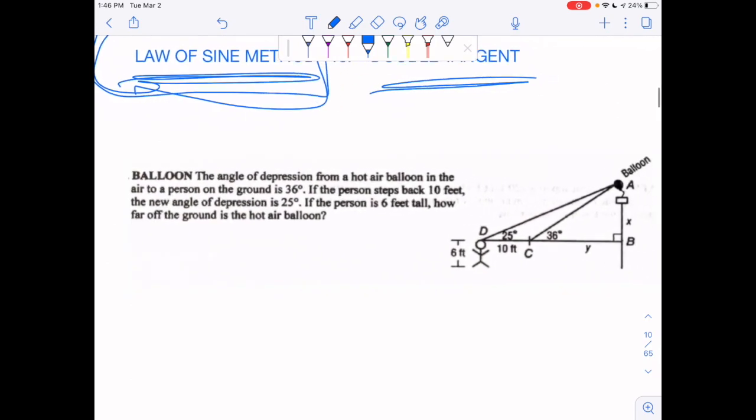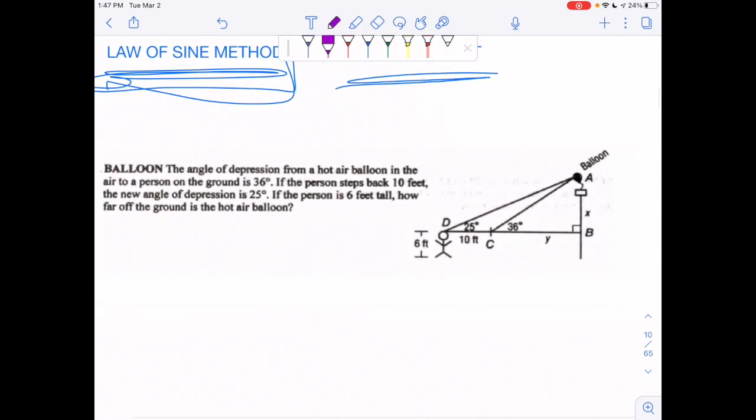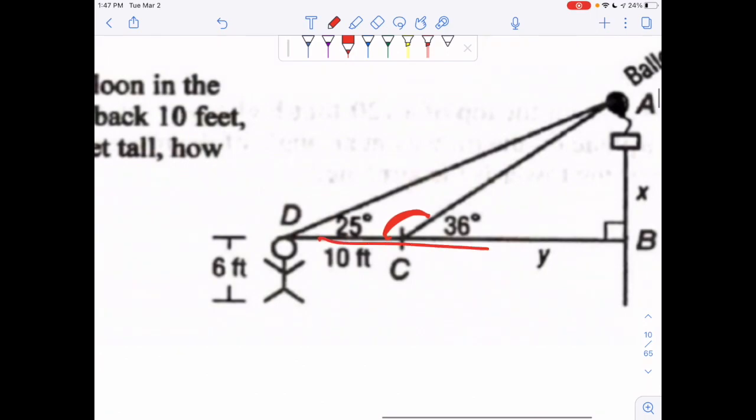Let's go back to this balloon problem. Okay, so same setup with the balloon problem. What would this angle be here? This angle. The whole straight line is 180, right? You can do 180 minus 36. That angle will end up being 144.